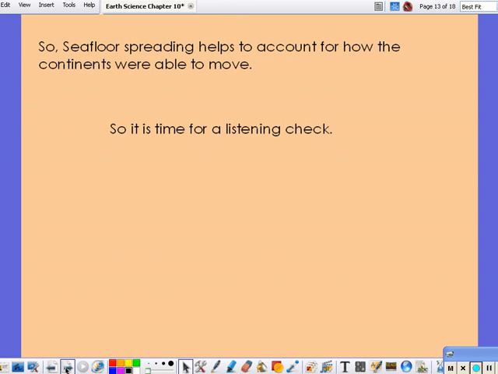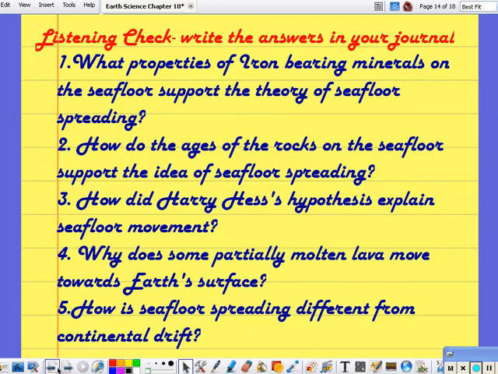But let's take a break and do a quick listening check. In our listening check, you want to write your answers in your journal. We want to know what properties of iron-bearing materials or minerals on the seafloor support the idea of seafloor spreading. We also want to know how the ages of rocks on the seafloor support that idea.